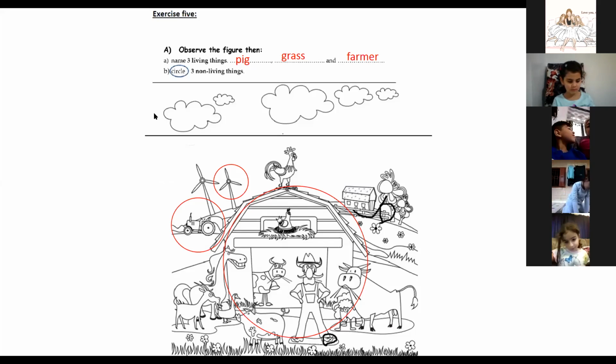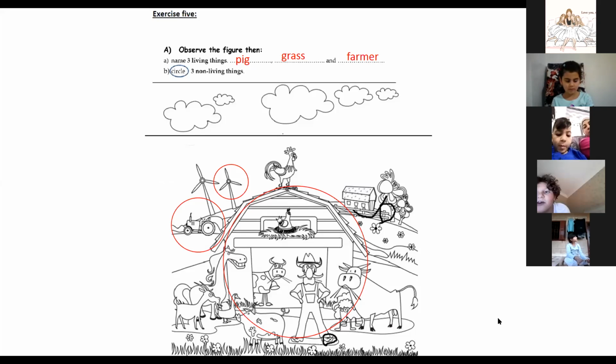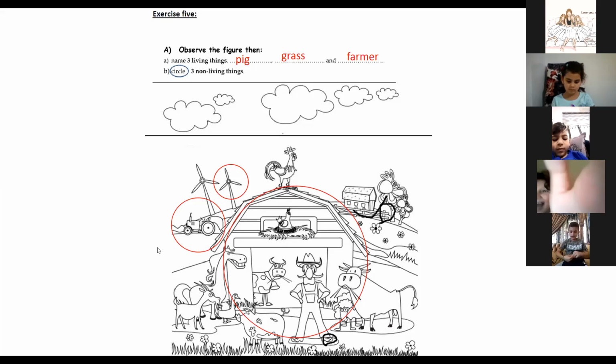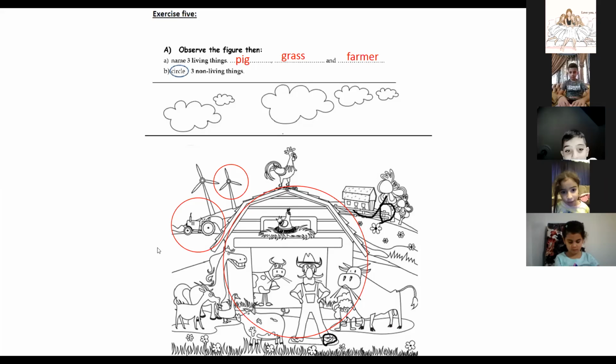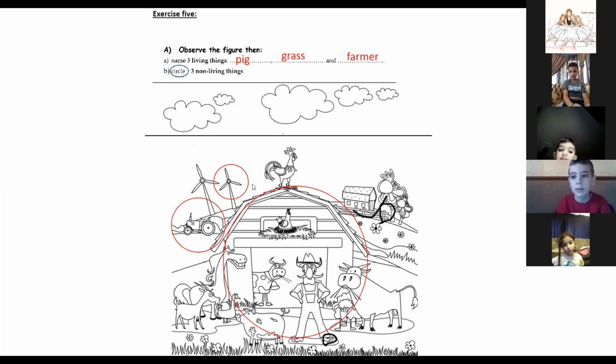Habiba, what did you circle? I circled the fan, the truck there, and the house. Excellent. Mahdi, what did you circle? The van and the truck and the house. Jude, what did you circle? I circled the truck, the van, and the house there. Great. Mahmoud, what did you circle? I circled the fan and the barn and the house. Excellent. Malik? I circle the mill and the tractor and the house. Good boy.